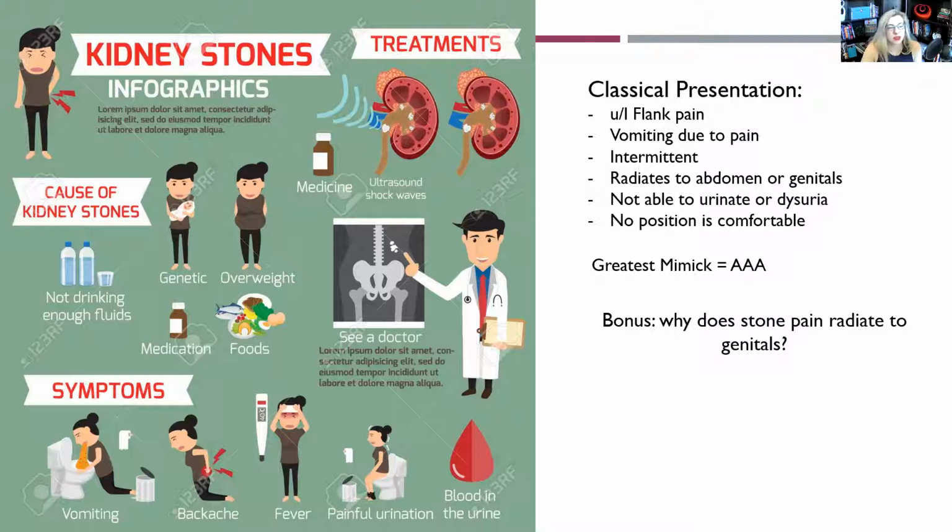But what you can see is that this is usually a unilateral, so one side or the other, flank pain. And usually these people experience intermittent waxing and waning pain that causes such a deep pain response that they get nauseous or can even vomit because of the pain. Usually this pain, if it gets bad enough, can radiate around into the abdomen on that side or can even go down into the genitals. Specifically, the testicles can feel the pain as well as the flank.